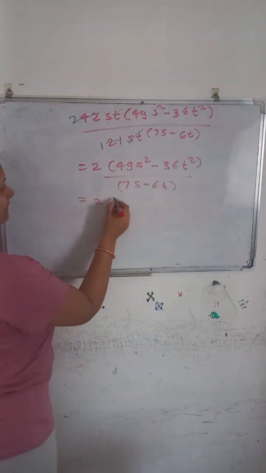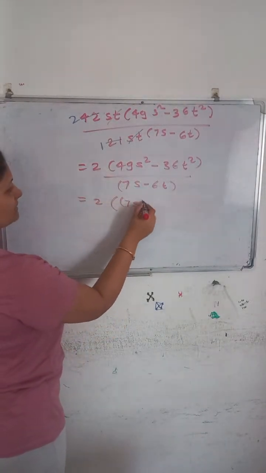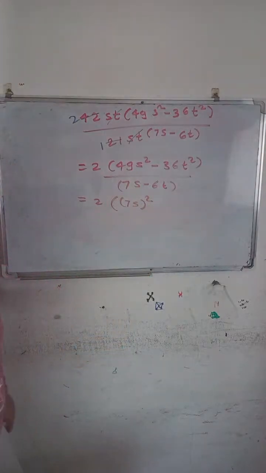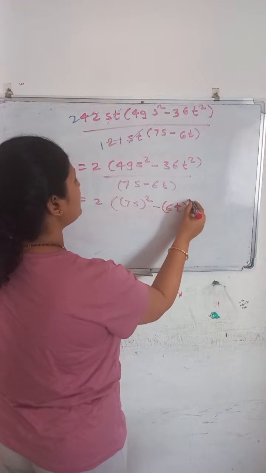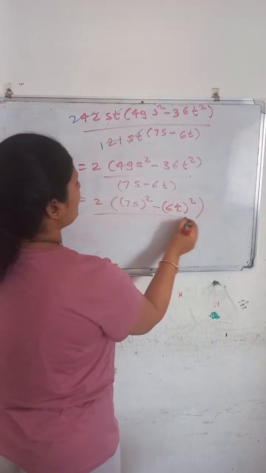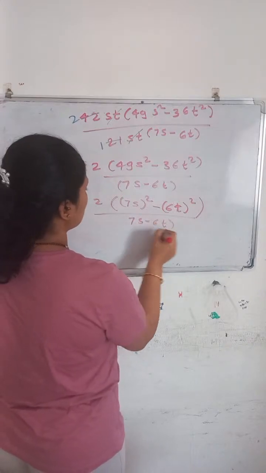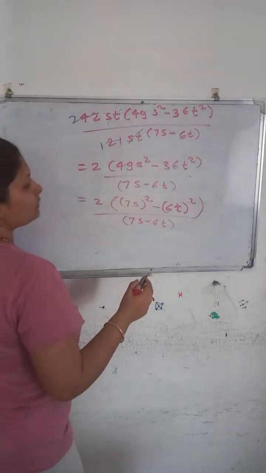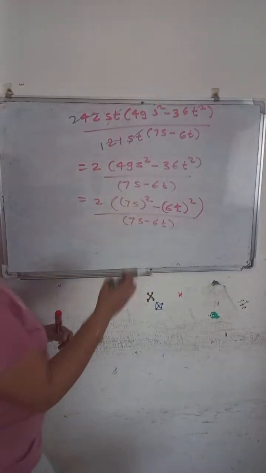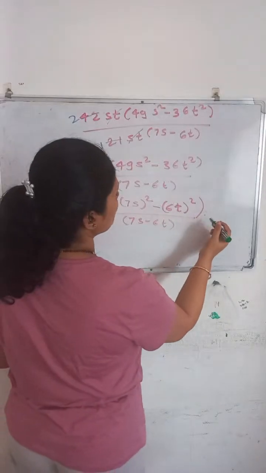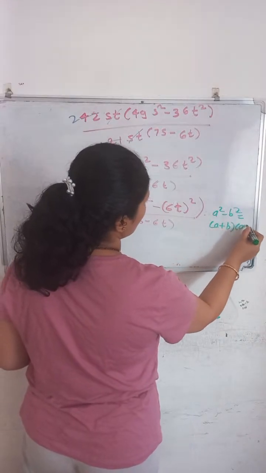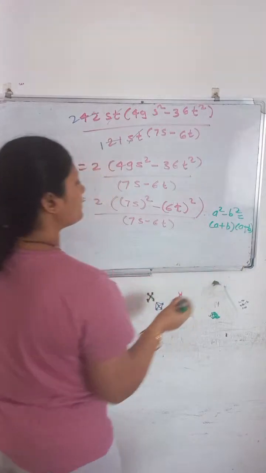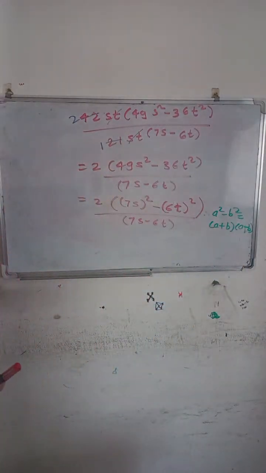Now 49 is nothing but what? 7s whole square, because the square root of 49 is 7, and 36 means how much? 6. So minus (6t) square, divided by 7s minus 6t. Can we use an identity here? This is nothing but a square minus b square. So we can use the identity a square minus b square is equal to a plus b into a minus b.